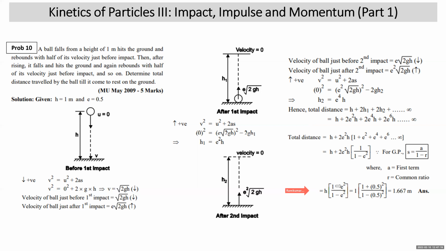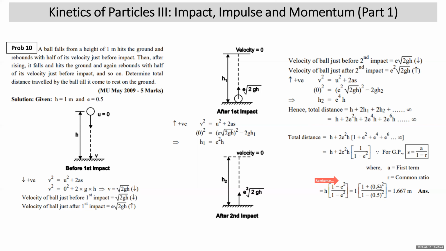h into 1 plus e square. In the numerator, it is plus sign, upon 1 minus e square. Right, this is the general form. Now you can substitute the values of h and e. h is 1 meter, and e is 0.5. Substituted: 1 plus 0.5 square over 1 minus 0.5 square, it comes to 1.667. So the total distance traveled by this ball during the entire impact process is 1.667.